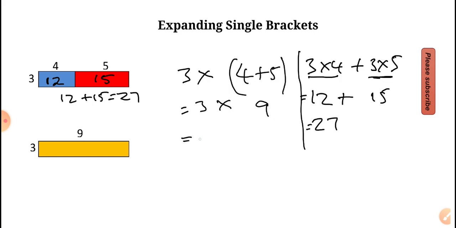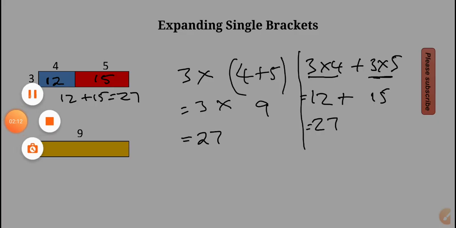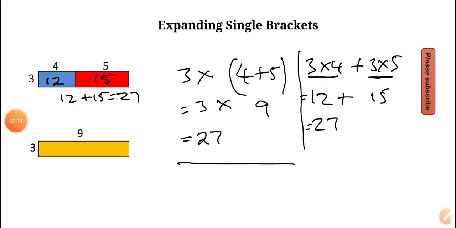And on this side, we write down 3 times 9 is 27. So we now know the answer is correct using both methods. With the method on the left, we just did 4 and 5 is 9, and we times it by 3, so 9 times 3 is 27. And with the method on the right, we just said 3 times 4 is 12, and then we added that to 3 times 5, which is 15, and when we added that together we got 27. Both the methods are correct.